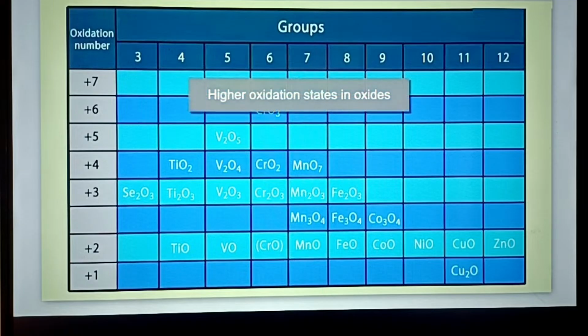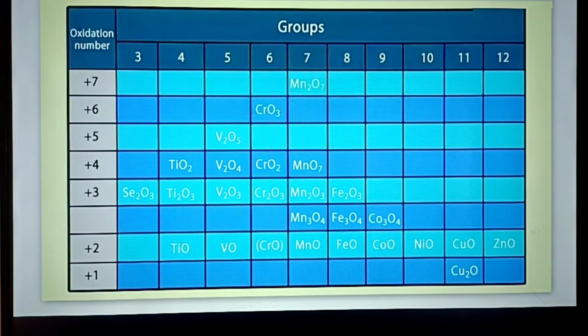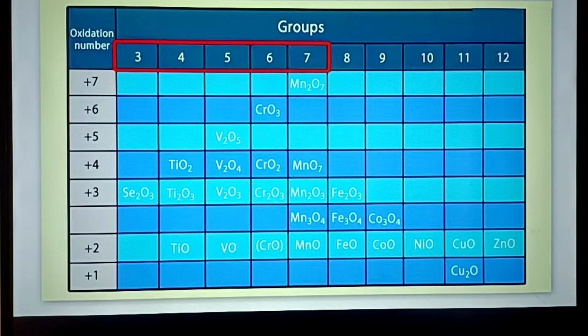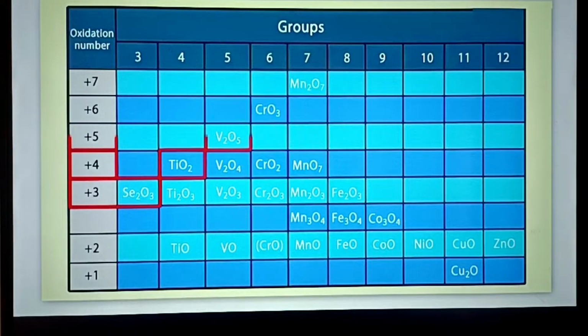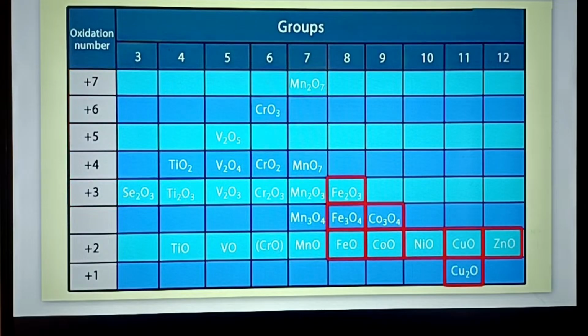Now, let's look at the higher oxidation states in oxides. Here you can see the oxides of the 3d series of elements. The highest oxidation number in an oxide coincides with the group number and is obtained from scandium(III) oxide to manganese(VII) oxide. No higher oxides are seen beyond manganese.